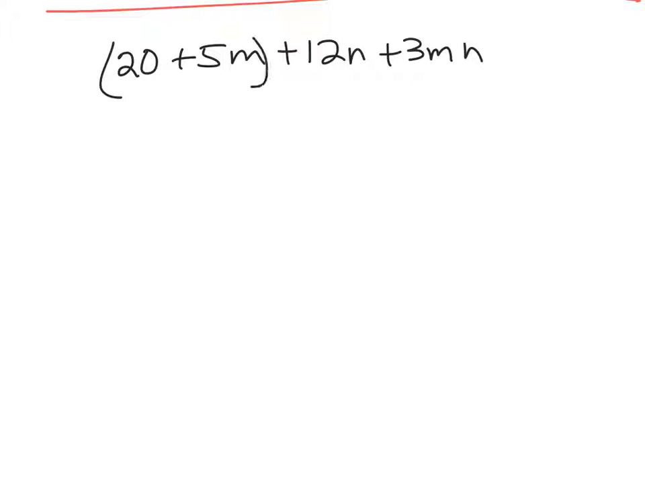Alright. Next, I had picked out 20 plus 5m plus 12n plus 3mn. So let's look for a common factor. None of them all have the same variable, so I can't factor a variable out. The only common factor between 20 and 5 and 12 and 3 would be 1, and that doesn't help me. So there's no common factor in the whole thing. So then, how many terms does it have? It's got 4, so we know that that's a grouping problem.